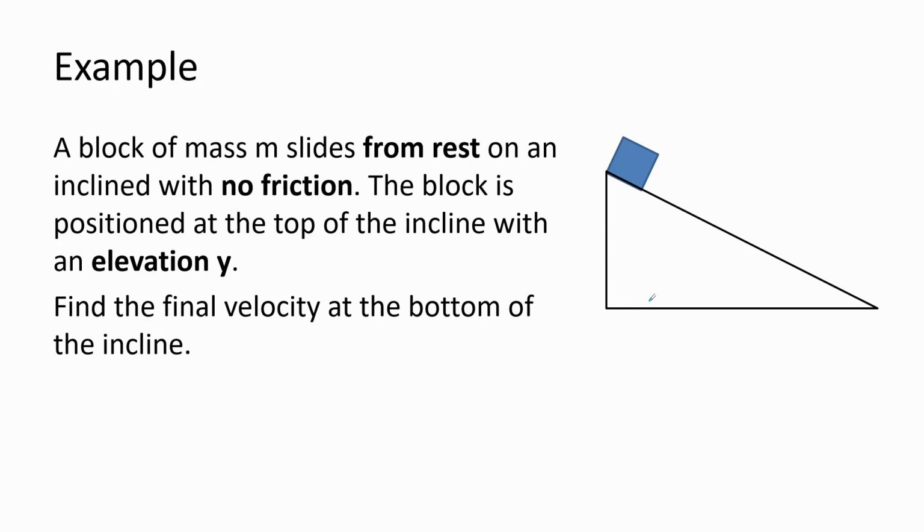In this example, we have a block of mass m that slides from rest on an incline with no friction. The block is positioned at the top of the incline with an elevation y. Find the final velocity at the bottom of the incline.